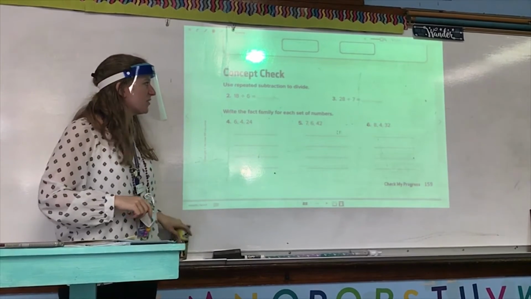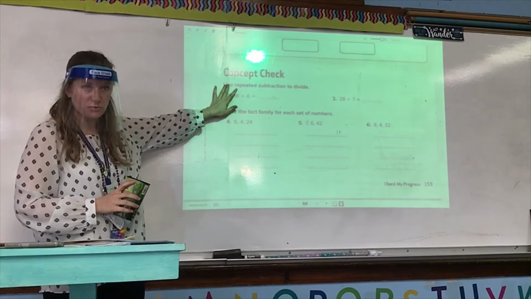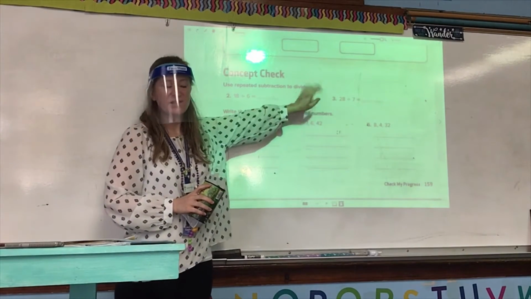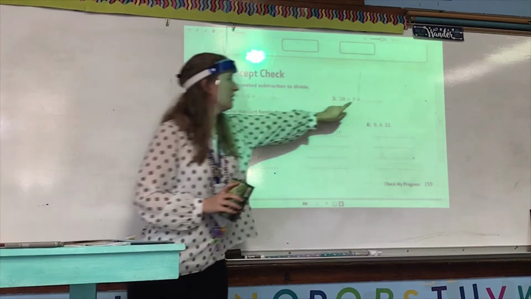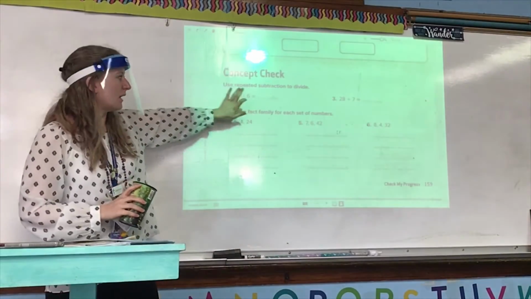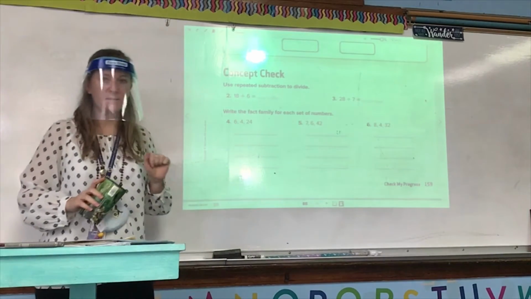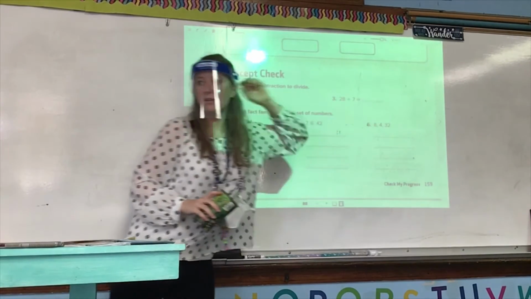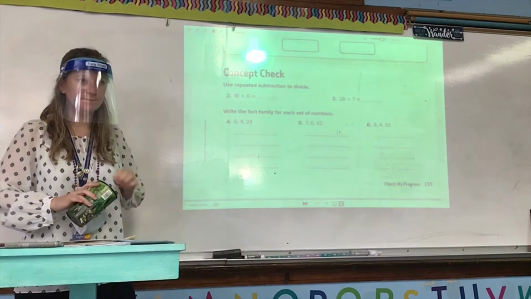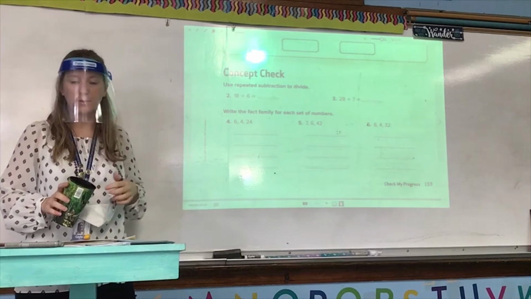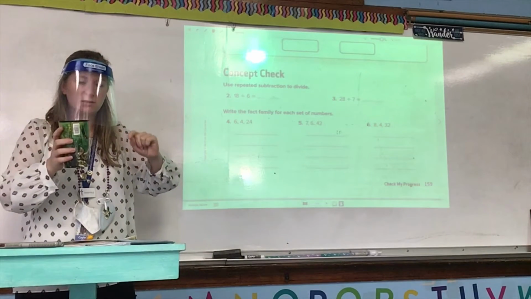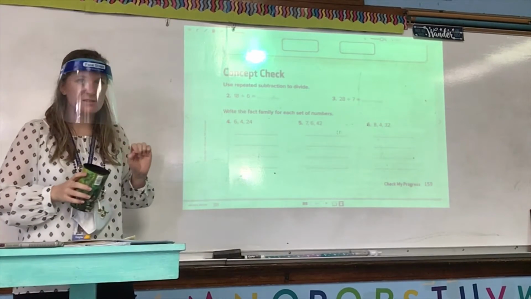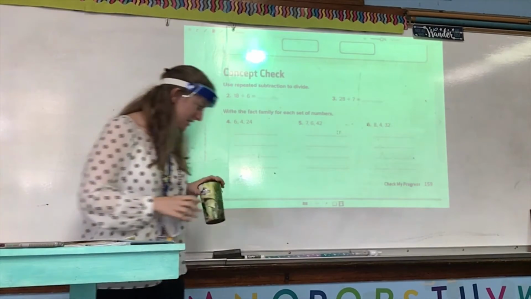Okay, so let's look at number 2 and 3. The directions say, use repeated subtraction to divide. So if all you have is the answer here and the answer here, go ahead and put -1 next to each one. That's what I went around and checked. There were only 2 people out of the 7 in this room that followed the directions and used repeated subtraction. I don't know about at home. That's not good.